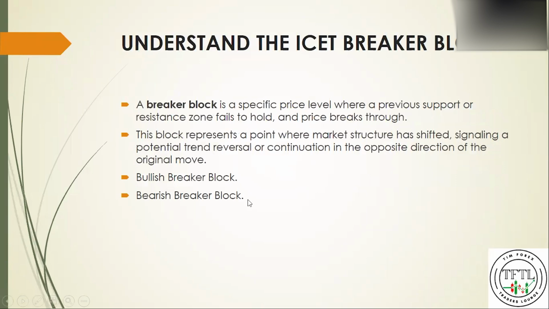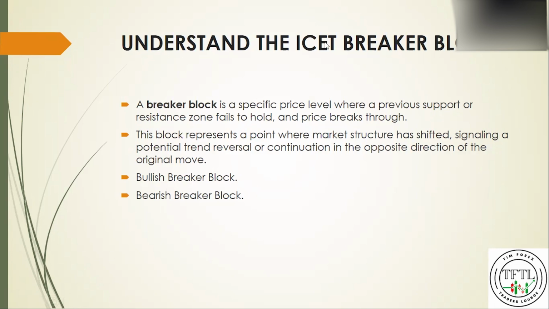So the first thing that you need to understand is what is an ICT order block, or what is an ICT breaker block. For this case, you're talking about the breaker block. So a breaker block is a specific price level where a previous support or resistance zone fails to hold and price breaks through. Or put in another way, we can say that a breaker block is the order block that created a higher high or a lower low before it breaks the recent swing point that was created.